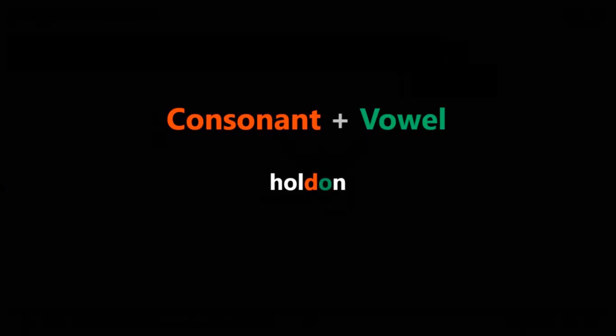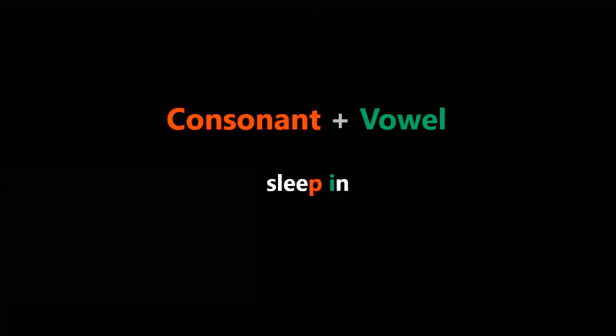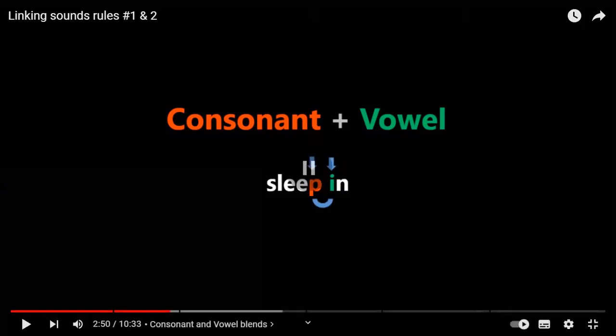And another example is sleep in. Sleep ends with the consonant sound P, and in starts with the vowel sound I. The sound is blended as well. Sleep in. Very good. So when she's saying blended, the sound is blended, the sound is connected. So you see, sleep is a word that ends in a consonant sound, and then the next word starts with a vowel. So we're going to blend it or connect it, and we're going to say sleep in.